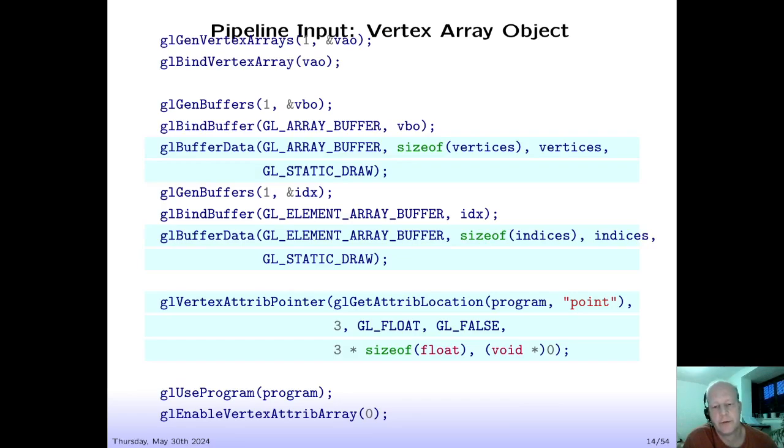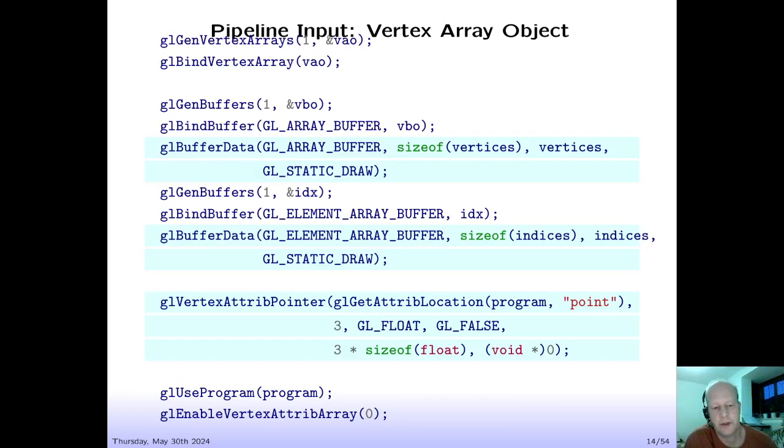We also need to tell OpenGL, we need to tell the pipeline how the data is organized. In this simple case, we just have a point variable, which is 3 floating point numbers, and one row is 3 floating point numbers as well. And the offset for the point in each row is 0.